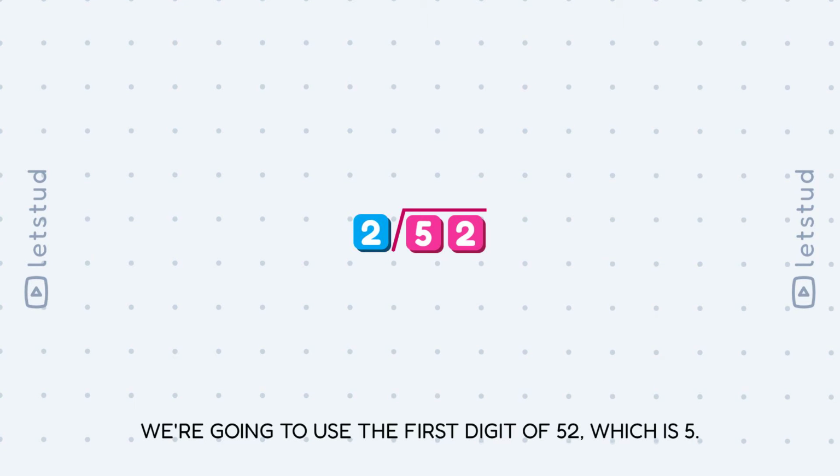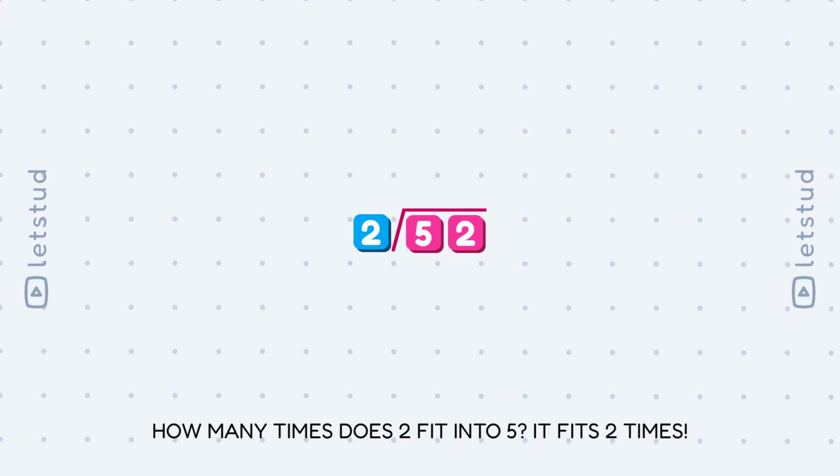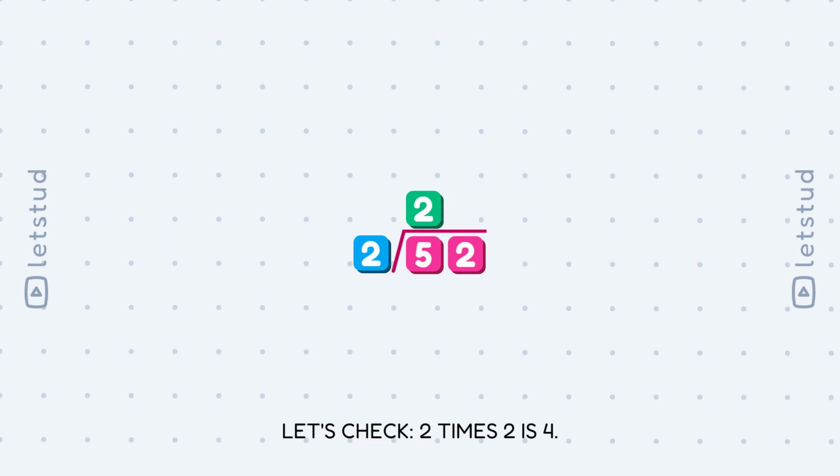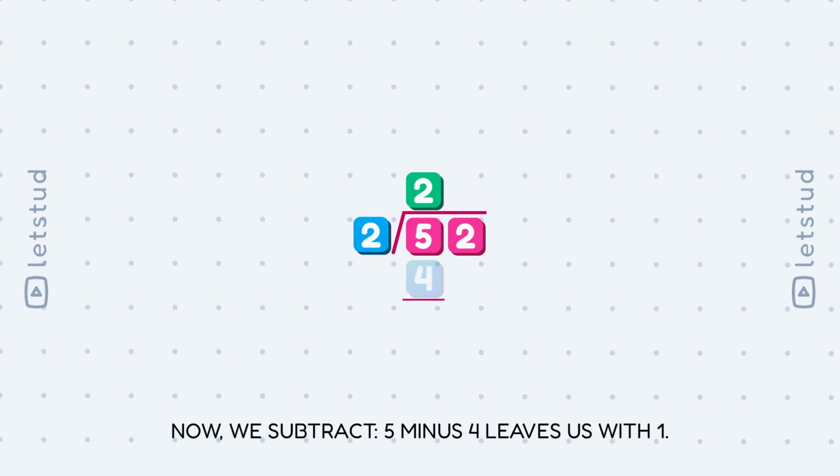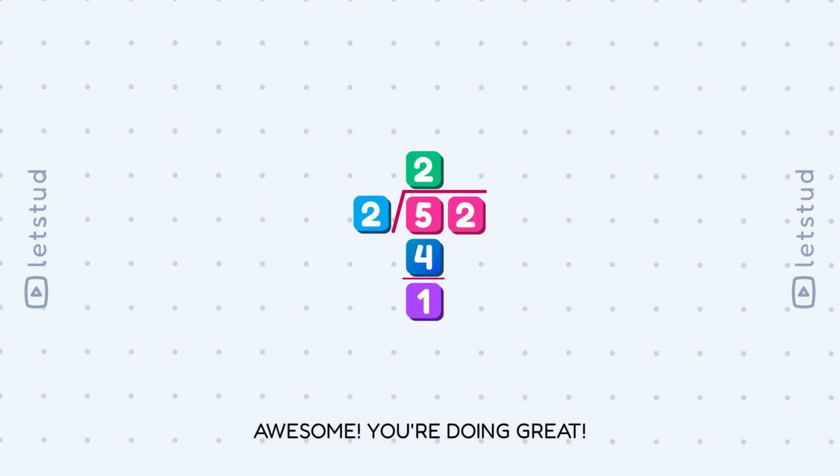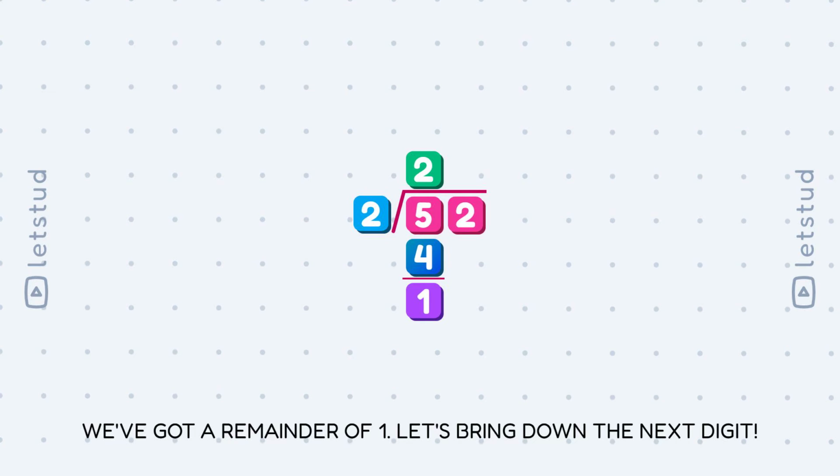Alright, let's dive into our first step. We're going to use the first digit of 52, which is 5. How many times does 2 fit into 5? It fits 2 times. Let's add: 2 times 2 is 4. Now we subtract. 5 minus 4 leaves us with 1. Awesome, you're doing great. We've got a remainder of 1.